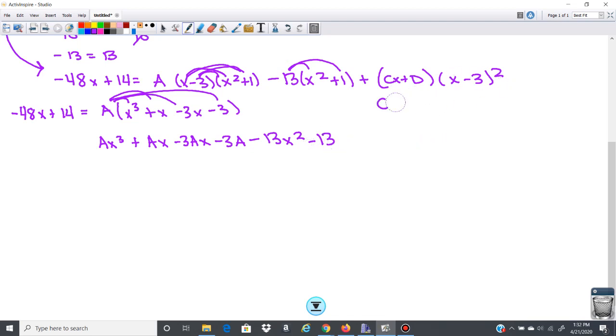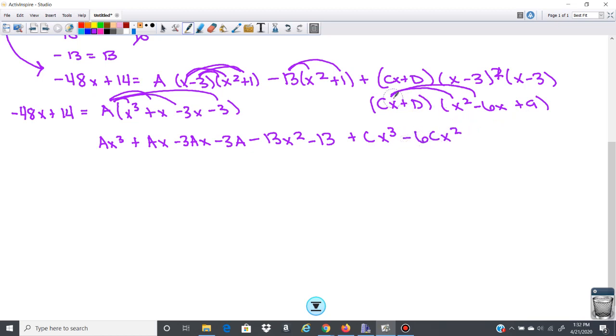Okay, now if I bring this cx plus d down, x minus 3 squared, x minus 3 times x minus 3 gives me an x squared minus 6x plus 9. And then if I multiply all of this out, I'm going to get a cx cubed, so plus cx cubed. That's going to be minus 6cx squared and plus 9cx. Okay, then plus dx squared.